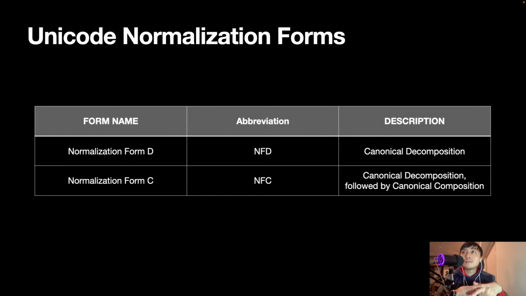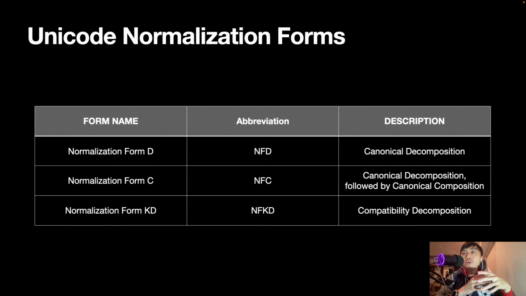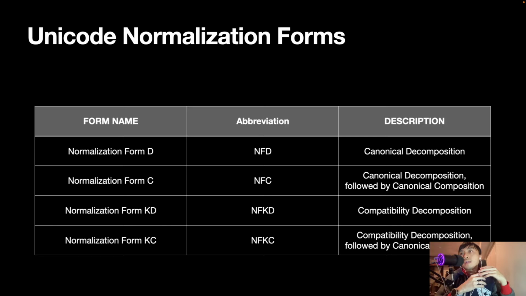The second one is normalization form C, or NFC. It is canonical decomposition, and then after that, we apply canonical compositions. The third one is normalization form KD, or NFKD, right? K here means compatibility. So it means that we apply compatibility conversions and decompositions. And the fourth one is normalization form KC, or NFKC. It is compatibility decomposition, and after that, we apply canonical conversions and compositions.